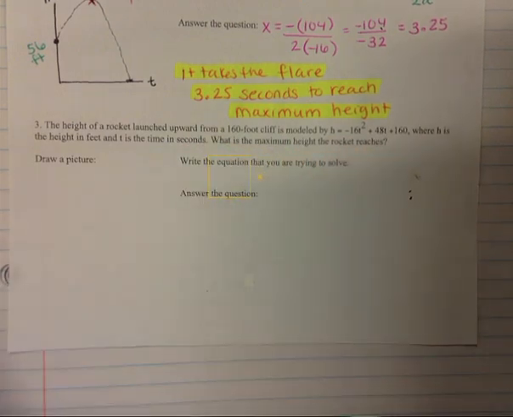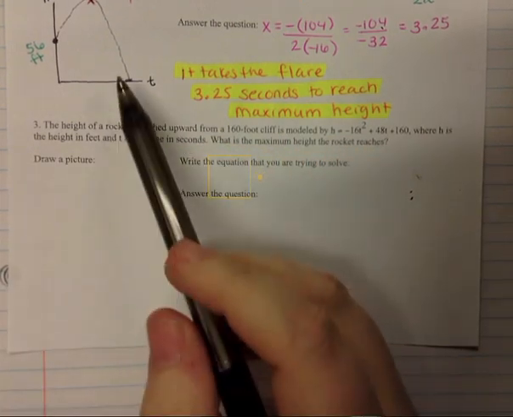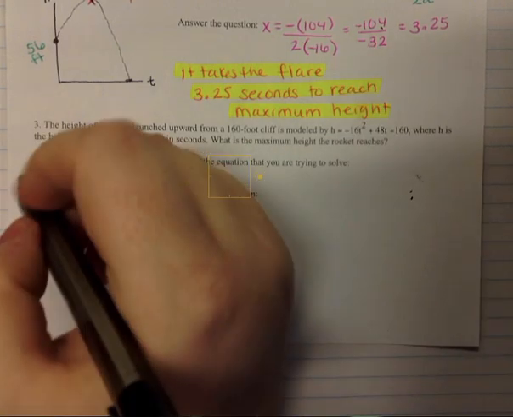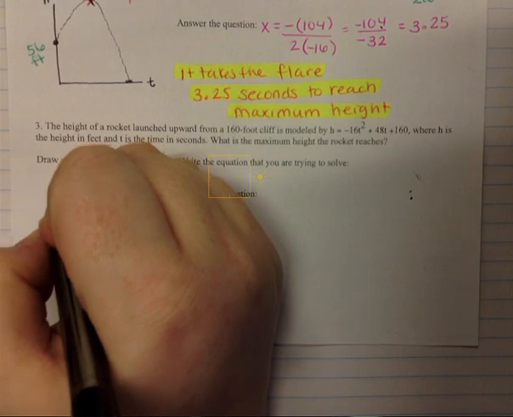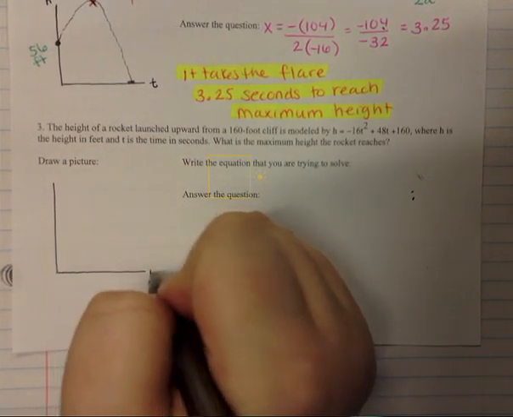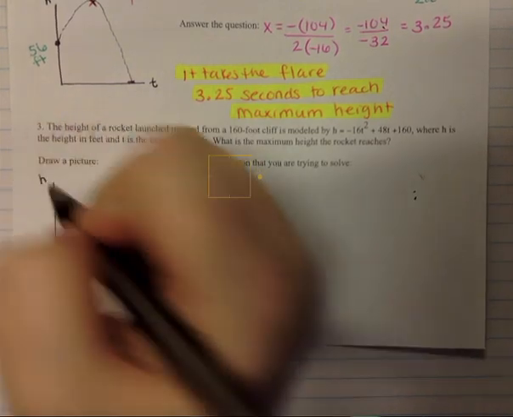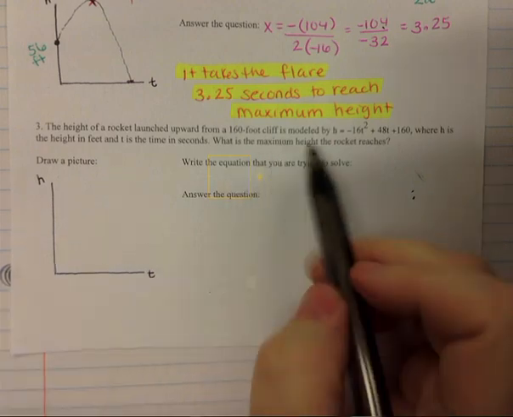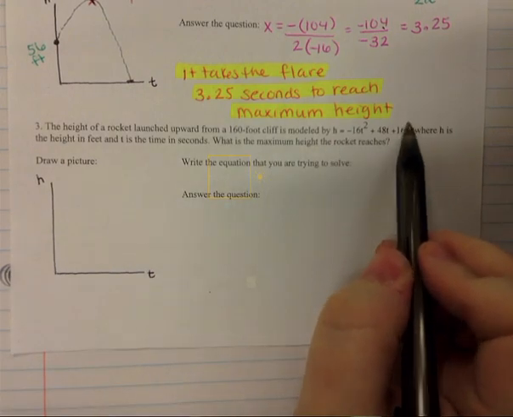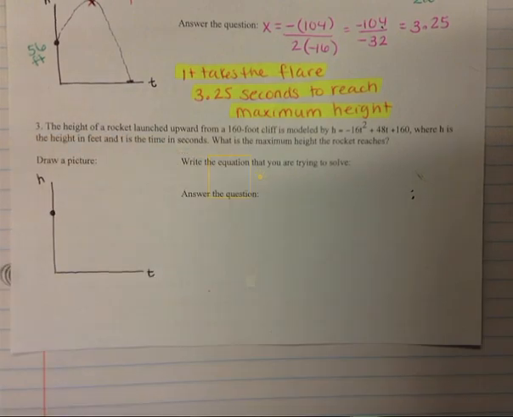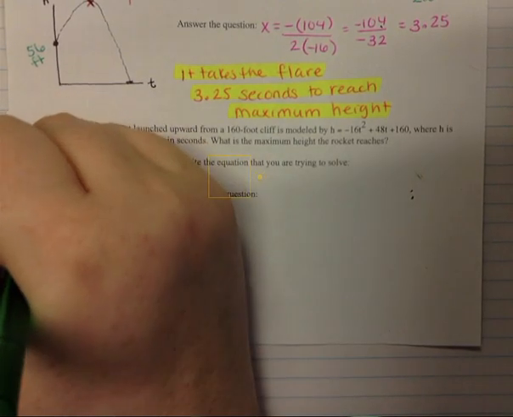So again, let's draw a picture of this. Again, height and then time. So we should be focusing on just the first quadrant because we're not going underneath the ground and we can't go in negative time. So we have time as our x-axis and height as our y-axis. The rocket's being launched from a 160-foot cliff, and you can see on our standard form our y-intercept is 160. So it's already starting here. So this is 160 feet.